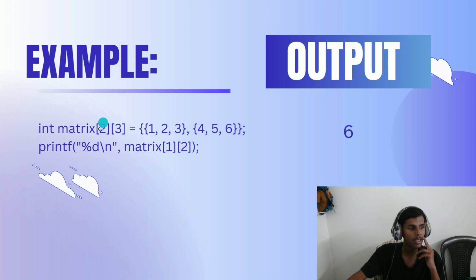So how many rows are there? What is the size of the rows? 2. Starts from 0, ends with 1. Size of the columns is 3, right? So the index number starts from 0, ends with 2. Clear? So this is the output which is in front of you, which is the first index number.